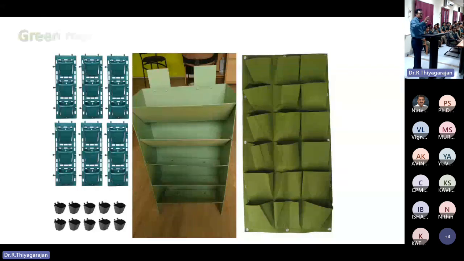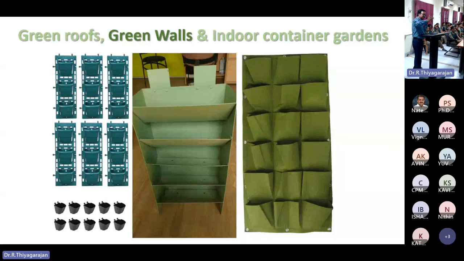So you see that the normal conventional available materials are like what you see on your left, the green ones and the black ones. These are the standard things. They have a set of three where you are supposed to have your drip line on the top. For every three pots, you will have one line which is passing through, and from one pot to the next there will be a trickle effect. After saturating the first, we will go to the second and third.